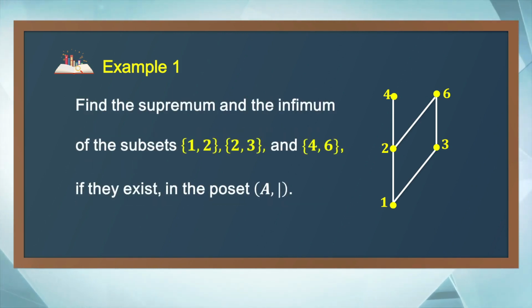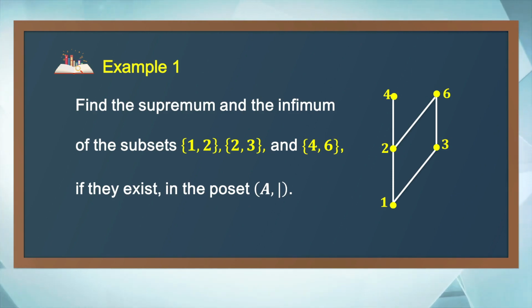Next, find the supremum and infimum of subsets {1, 2}, {2, 3}, and {4, 6}, if they exist in the poset. The supremum is the least upper bound. The infimum is the greatest lower bound. The supremum of set {1, 2} is 2, and its infimum is 1. The supremum of set {2, 3} is 6, and its infimum is 1. There is no supremum of set {4, 6}. Actually, there is no upper bound of set {4, 6}. The infimum of set {4, 6} is 2.